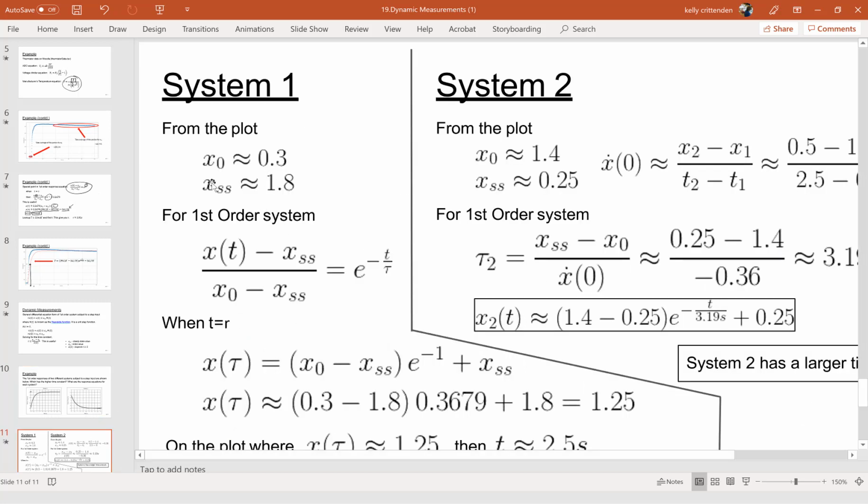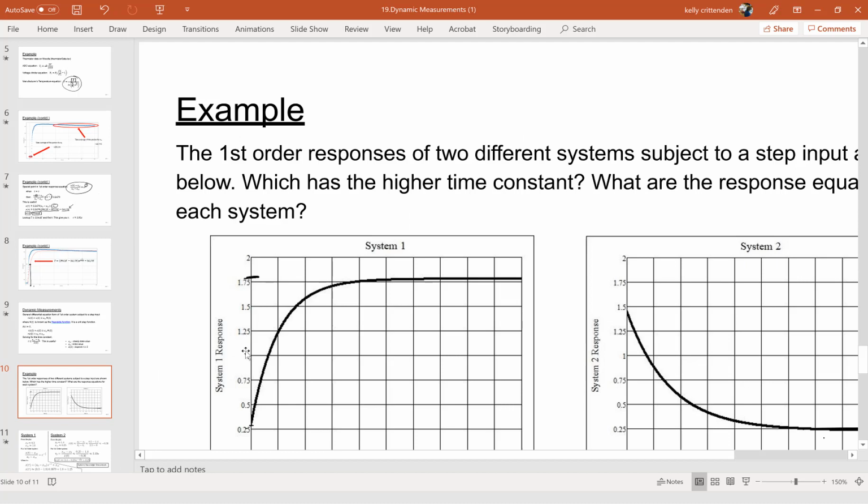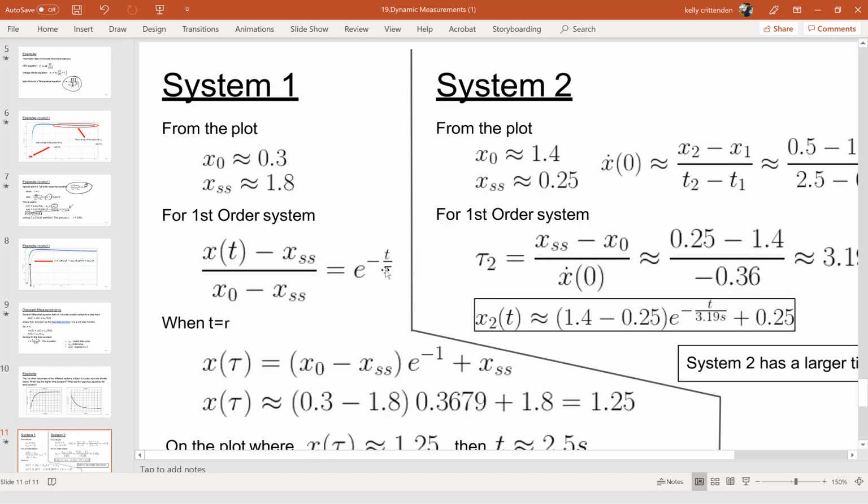So we got our initial and our steady state values. Here's that first order equation again. We're going to put in t equals tau, so x of t becomes x of tau. We're going to put in our values. Again, this isn't using units, and we don't even know the units really, do we? We just know it's the system 1 response. But the time constant is in time, so it's going to be seconds.